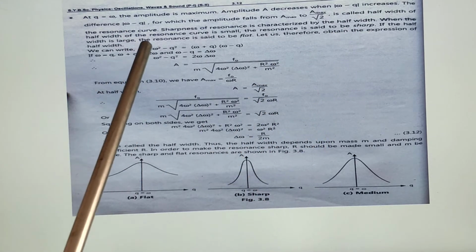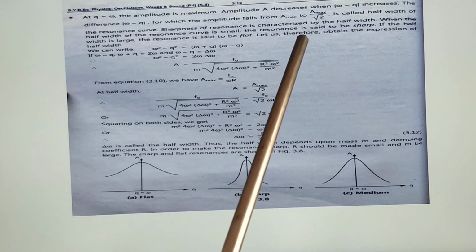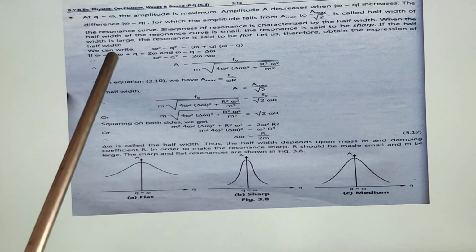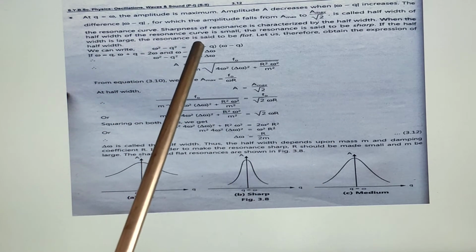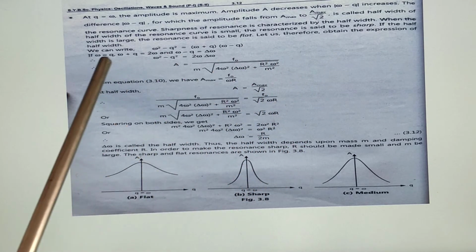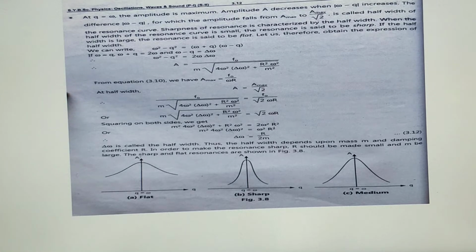When the half width of the resonance curve is small, the resonance is said to be sharp. If the half width is large, the resonance is said to be flat. Let us therefore obtain the expression for half width. Okay, so we obtain here the expression for half width.